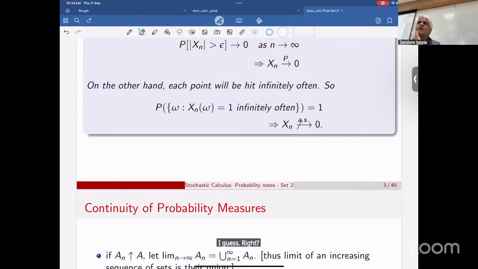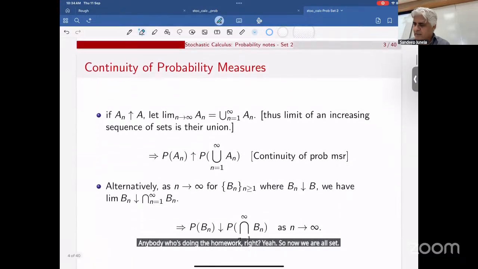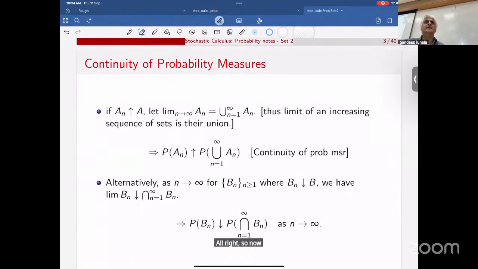So yeah, think about how to solve this. Anirban is on the homework, right? Yeah. So now we are all set. All right, so now let's go in the other direction.